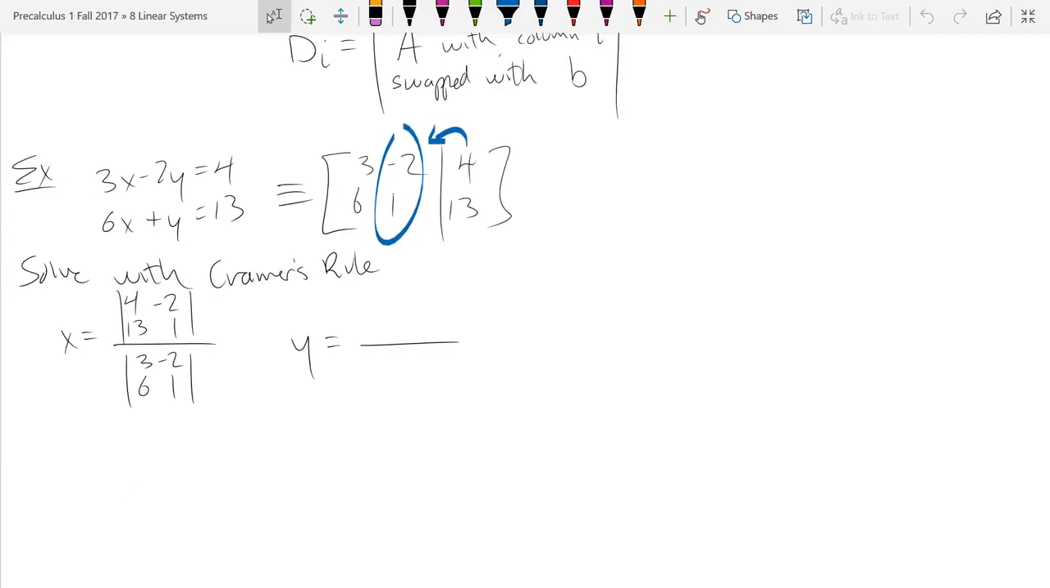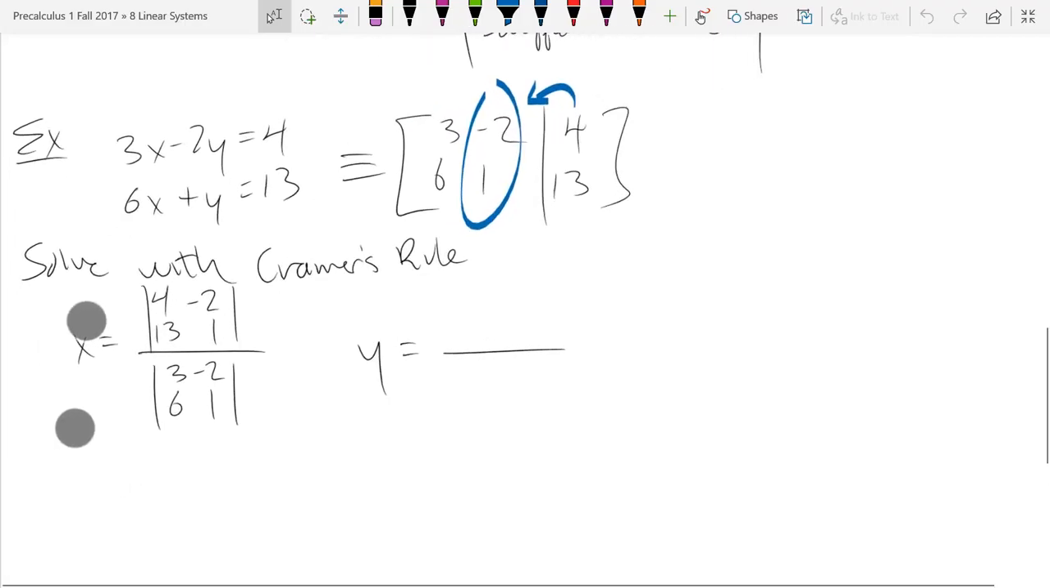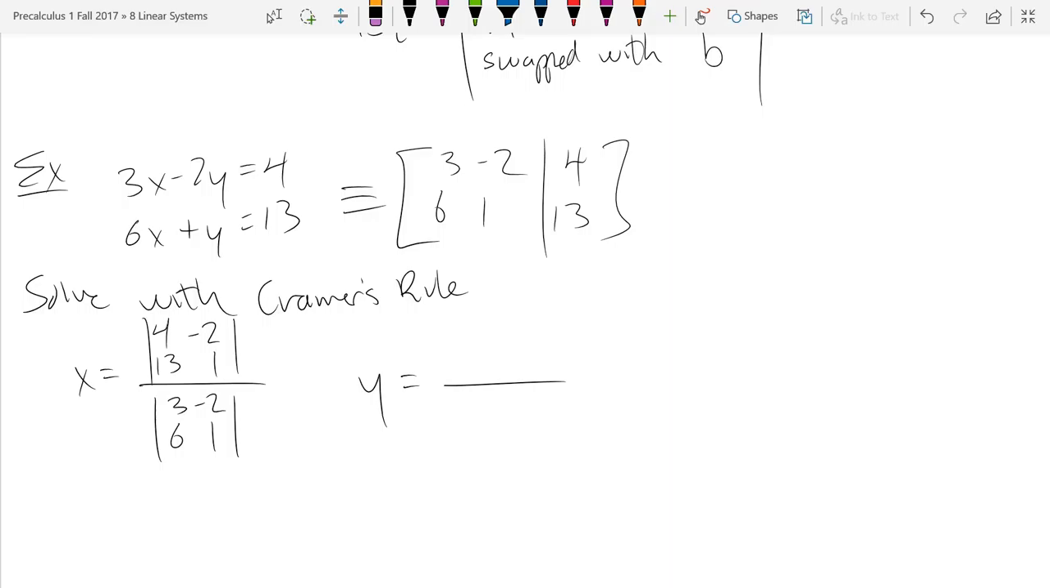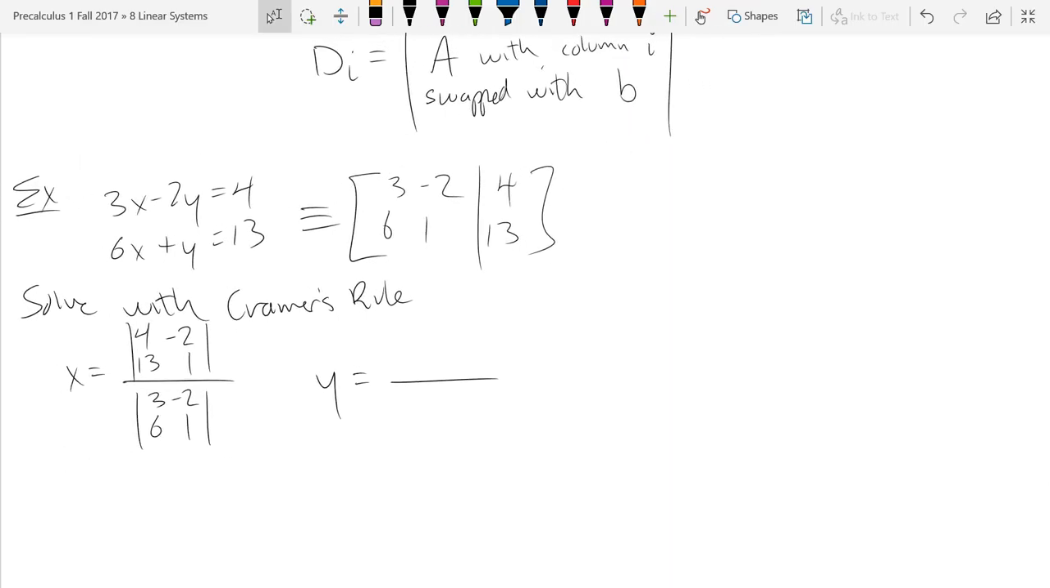So we just got the x. Well, we still have to do these two determinants to get x, but ready to write down the y determinants. So for y, we have the x column and the y column. We're looking in the y column now, and what we're going to do is replace the y column with the constants.